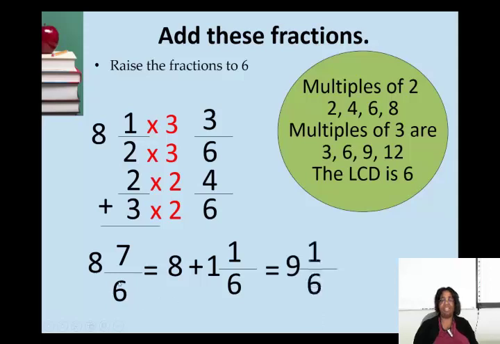So I like to take care of the fraction first. If my fraction's improper, I like to just go ahead and make it a mixed number and then add it to the total that I have for my whole numbers. That way I'm not doing a whole bunch of multiplying and dividing.